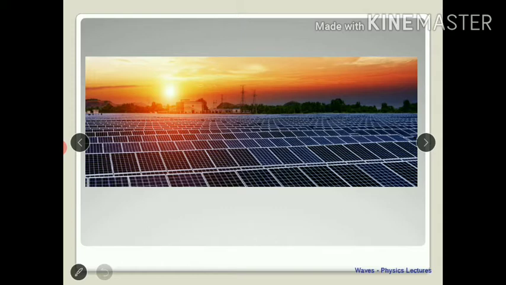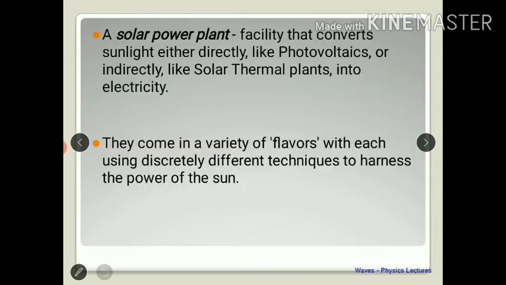Sadly enough, India doesn't have the generation of solar power on that higher level. In fact, the nuclear power plant is the fifth highest generation of electricity, and after that it comes with the solar power plant. So we do need to go a long way ahead. So what does a solar power plant usually consist of?